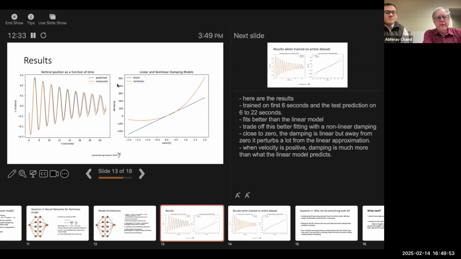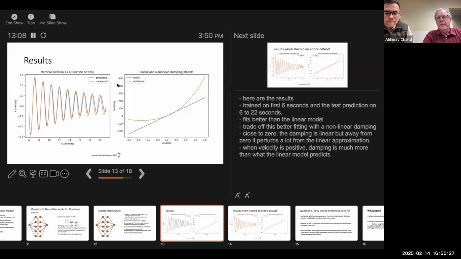Yes. So as you can see on the left, we're closer. We have something better. But then if you look at the predicted damping, the nonlinear damping, that's rather weird. That's not the damping we expected to see here. And this was training on just the first 6 seconds. So you can see the picture's really nice over the first 6 seconds, and then testing against some of the later.